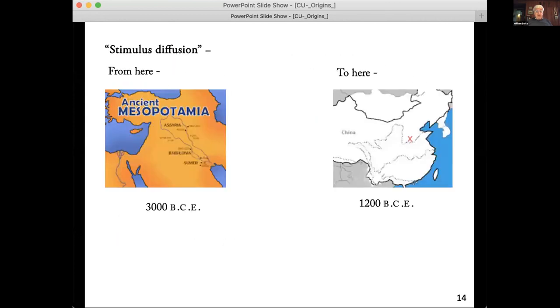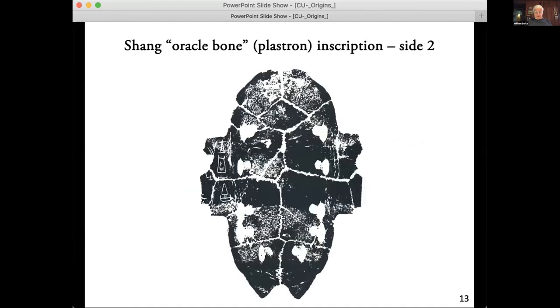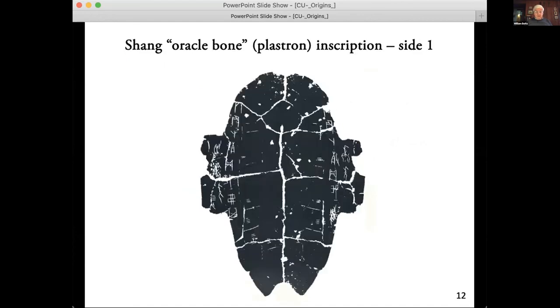Let me just put that back there because I like these inscriptions. If I could, here you find the bottom side of the plastron, and this is the top side. In a nutshell, these were used in a sacrificial ceremony that was intended to show that the king, and king is a legitimate term in the case of the Shang state, there's no reason not to call the top dog a king, was in contact with the ancestors.